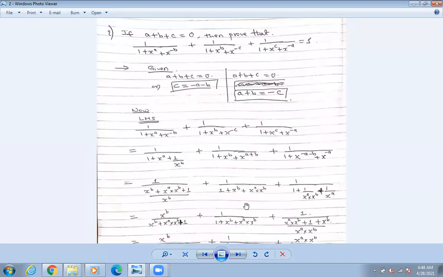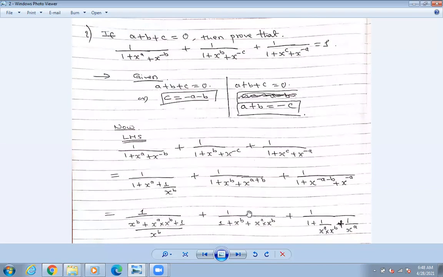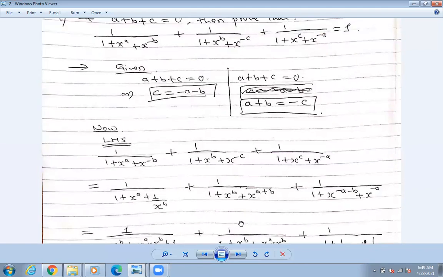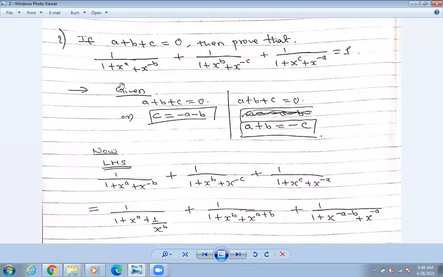This is my favorite question, and it is an important question in class 10 as well as in class 9. If a plus b plus c equals 0, then prove that 1 by 1 plus x to the power a plus x to the power minus b.